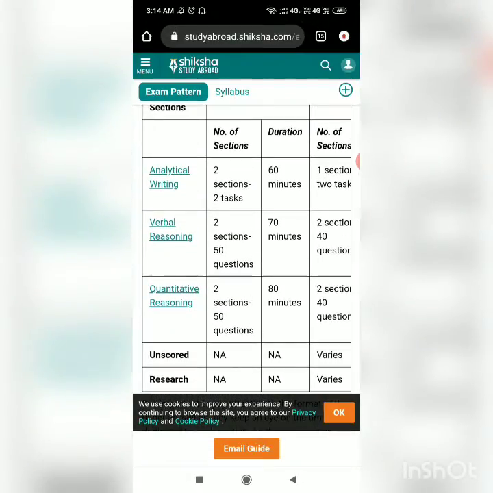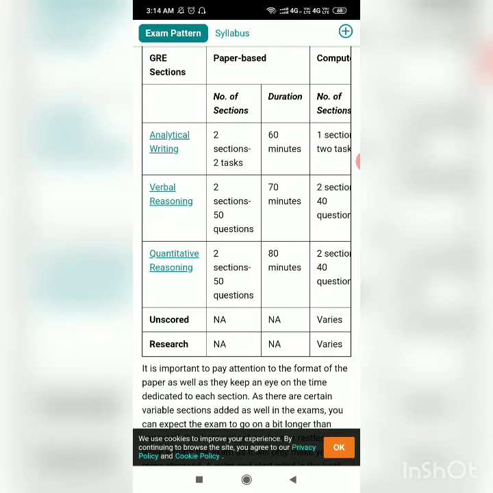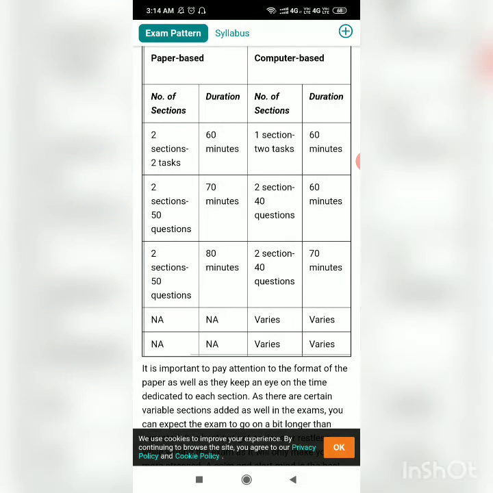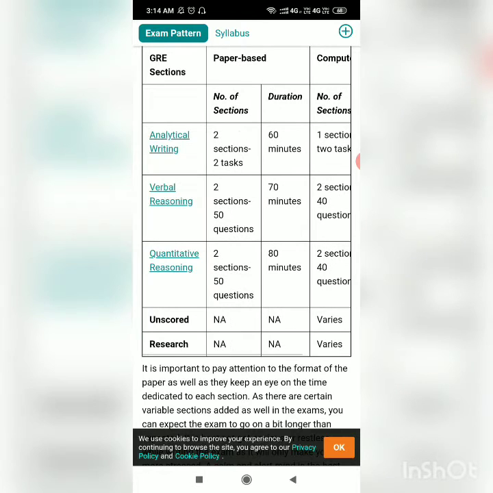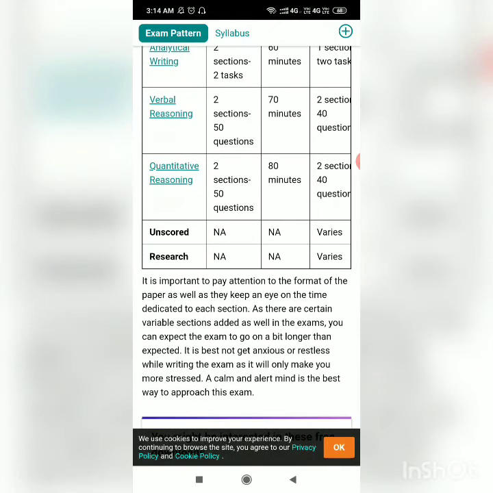See, you can see in analytical writing you have 2 sections. There will be 2 tasks given to you. In verbal reasoning there will be 2 sections, 50 questions. There will be 70 minutes. In quant you will be given 2 sections, 80 minutes. So you will get the scores at that time. After giving the exam, you will get the scores on the screen.